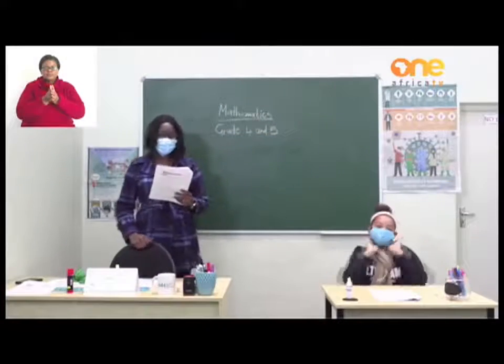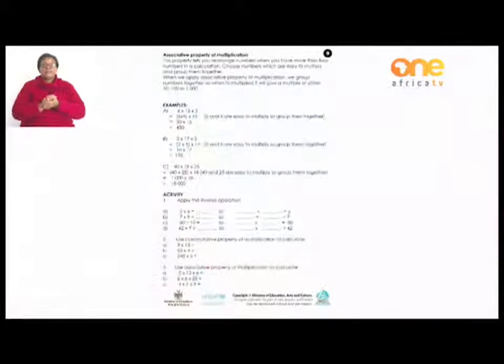Boys and girls, let's go on page 9. Hands on math with the associative property of multiplication. This property lets you rearrange numbers when you have more than 2 numbers in a calculation. Choose numbers which are easy to multiply and group them together. When we apply the associative property of multiplication, we group numbers together so that when multiplied, it will give a multiple of either 10, 100 or 1,000.